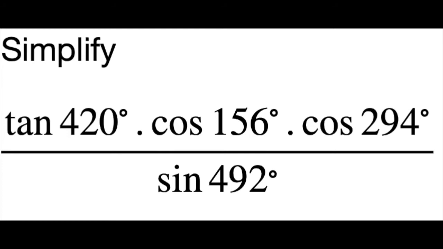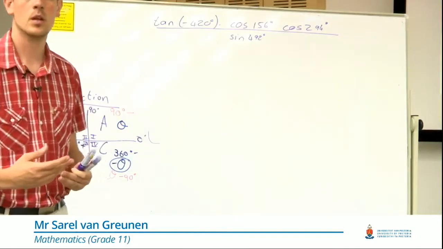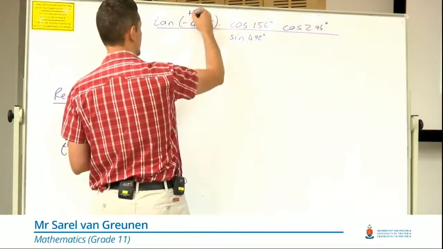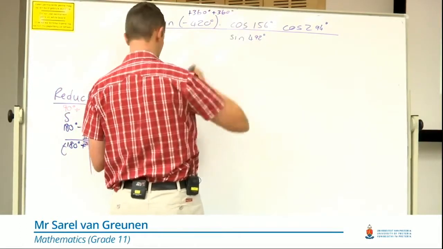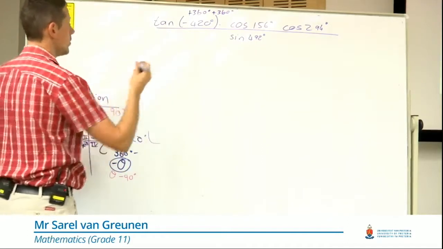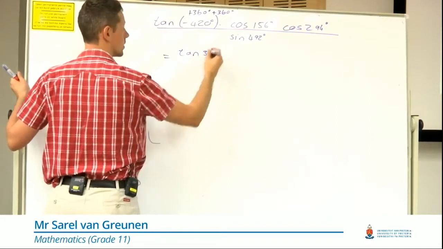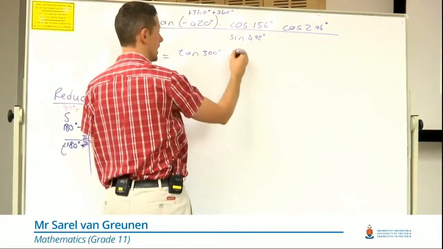Okay, but let's start with step 1. Step 1 says, get all angles between 0 and 360. Okay, that's step 1. So I'm going to add 360, and I'm going to add 360. This leaves me with tan 300. This one is already between 0 and 360, so I leave it like that.